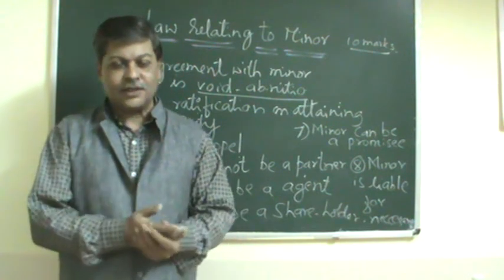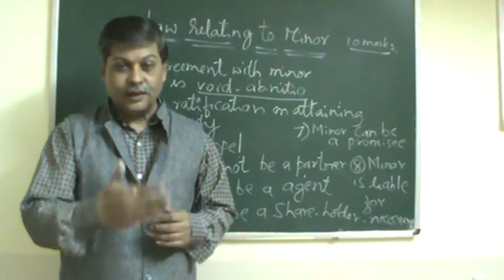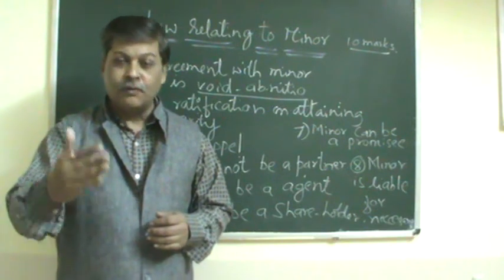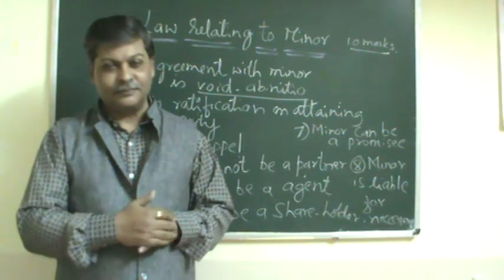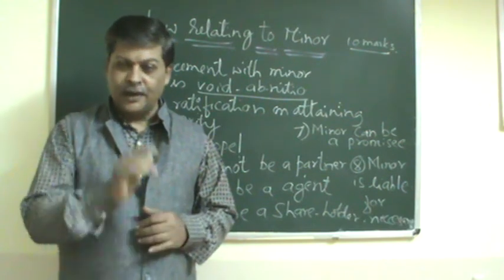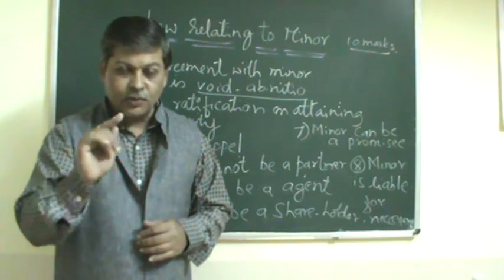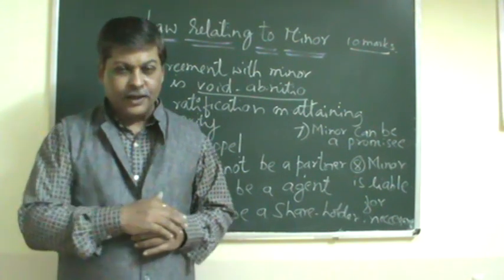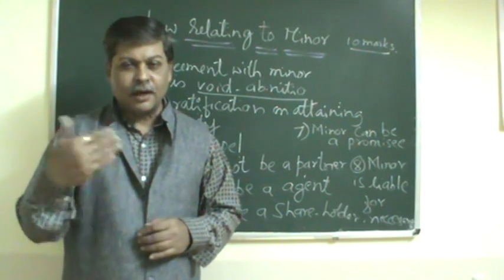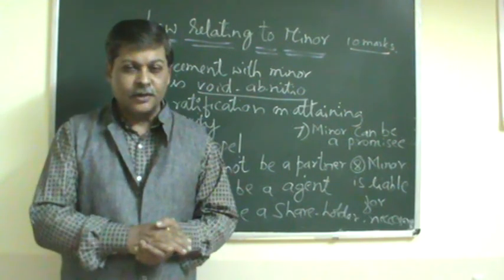For example, A, a major, borrows 20,000 rupees from B, who is a minor. And A has executed a pronote in favor of B. B is a minor, remember. A has executed a pronote in favor of B, stating that he has borrowed 20,000 rupees and after 6 months or 1 year, he is going to return it.